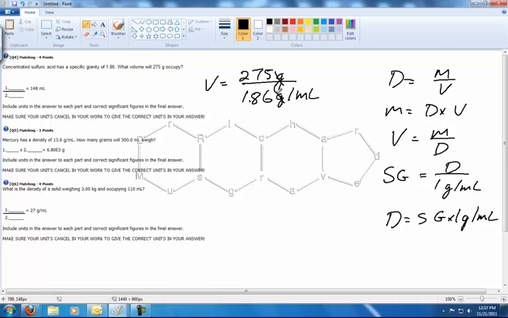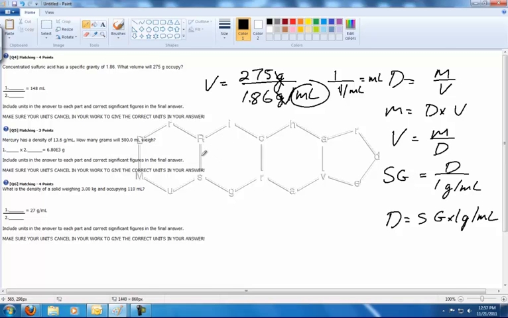So you can see that's going to cancel, that's going to cancel. We're going to be left with mils on the bottom. So we've essentially got 1 divided by 1 over mils, which is equal to milliliters. So our final unit here will be milliliters, and that's how we get our answer. The number of significant figures, we've got 3 sig figs here, 3 sig figs here, so our answer is going to be 3 sig figs as well. So that's why it comes out to 148.